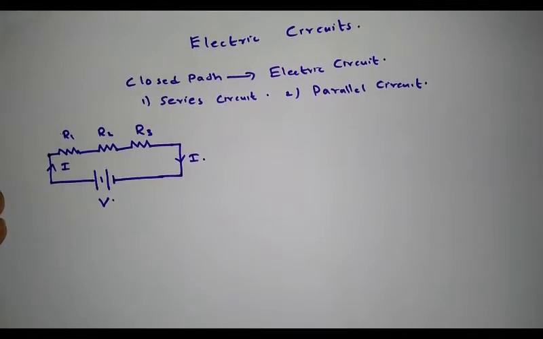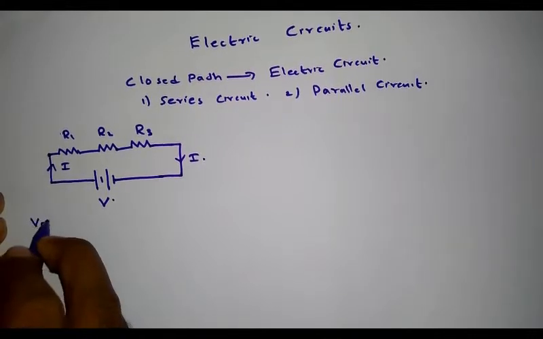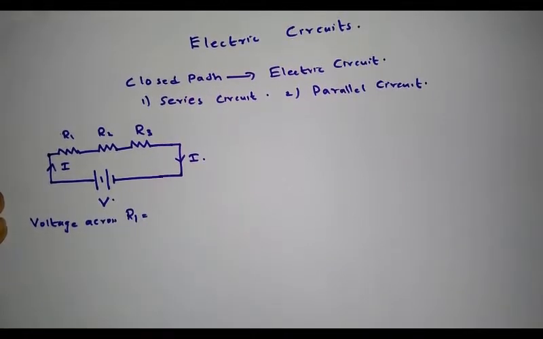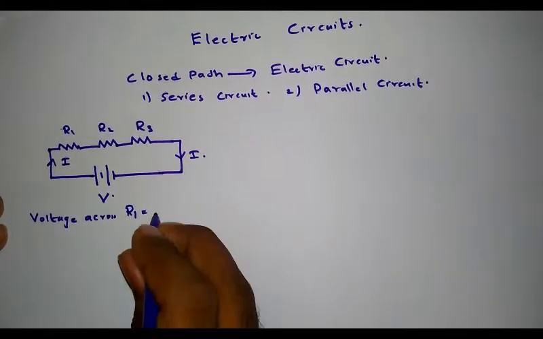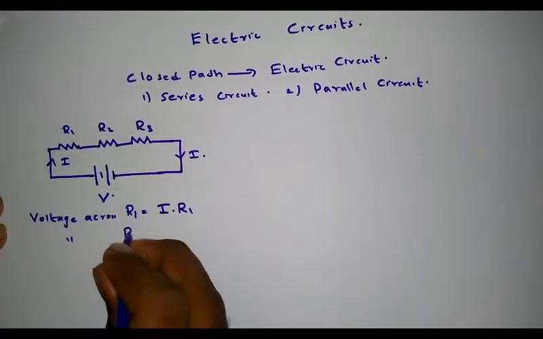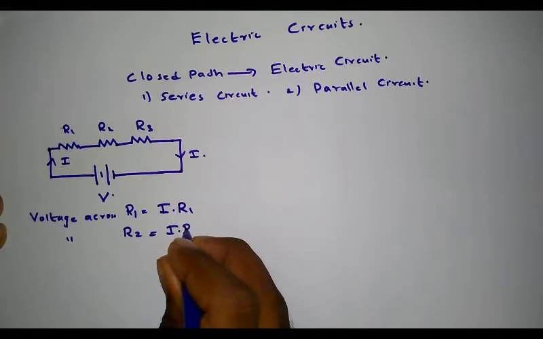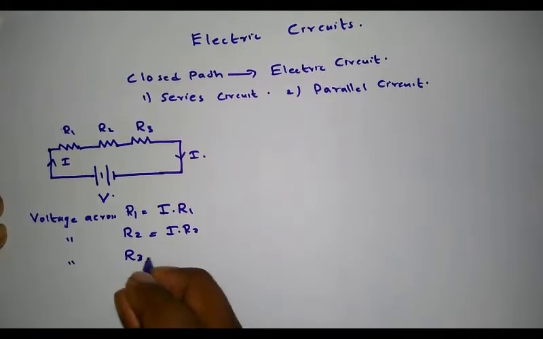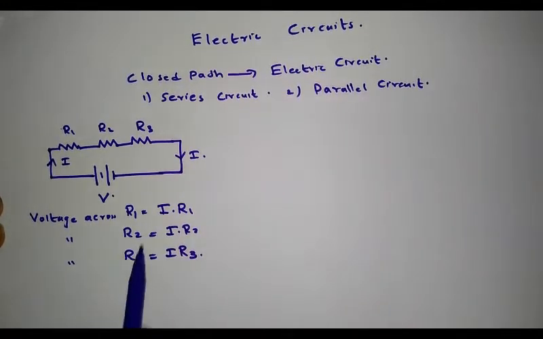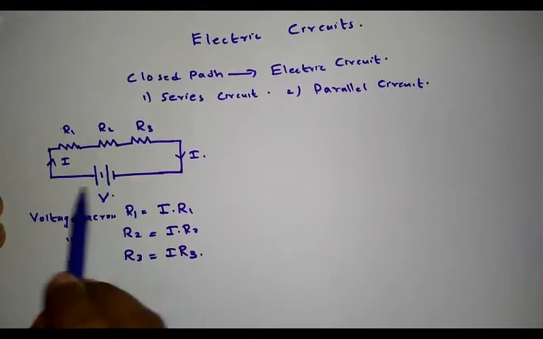From Ohm's law, we can define the voltage across the resistors R1, R2 and R3. Firstly, the voltage across R1: from Ohm's law, we have V is equal to IR. Therefore, voltage across R1 is equal to the same current I into R1. Similarly, voltage across R2 is equal to I into R2, and voltage across R3 is equal to I into R3. These three are the voltage drops in the loads or resistors connected in the closed circuit.